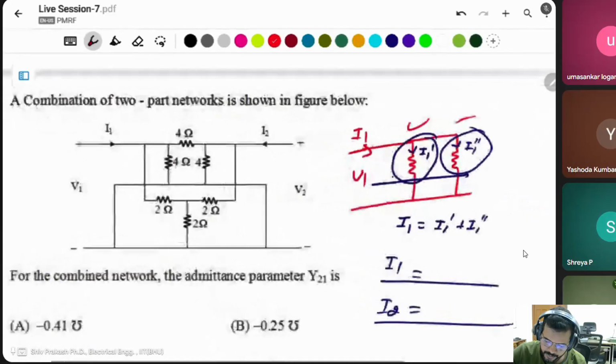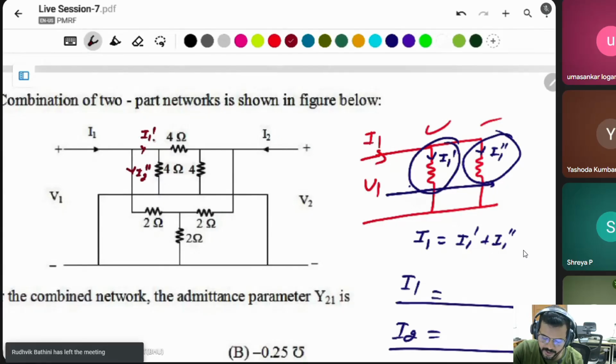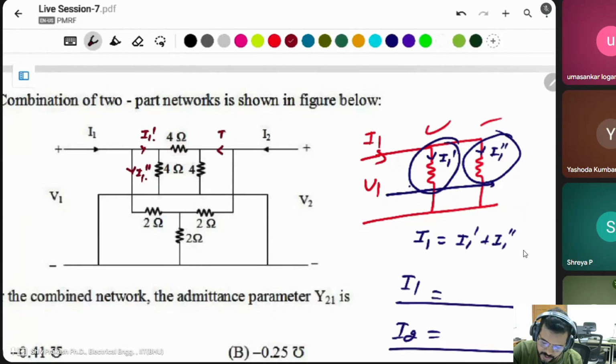This is the main circuit, na? I have taken this as I1 dash and this as I2 dash. Okay. Now what is I1? I1 is equal to I1 dash plus I1 double dash. Same, this I2 will be I2 dash and this one I2 double dash. And what is I2? Simply I2 dash plus I2 double dash.